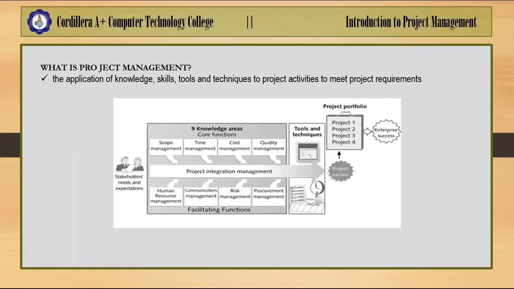Okay, so project management. What is project management? From the definition given here in our PowerPoint presentation, project management is the application of knowledge, skills, tools, and techniques to project activities to meet the project requirements. So it always involves knowledge, right?